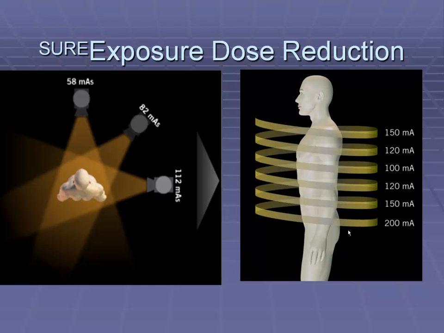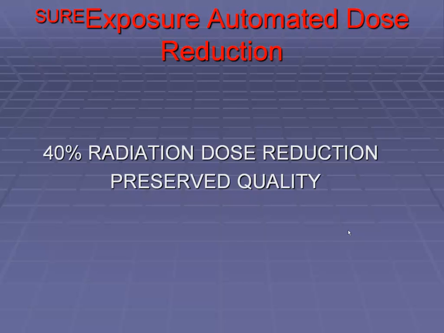Again, here there's two more pictures showing how the radiation dose varies on a slice-by-slice basis, and it's basically the varying of this radiation dose on a slice-by-slice basis that does lead to the 40% radiation reduction. And while reducing the radiation dose, we're able to preserve the image quality.